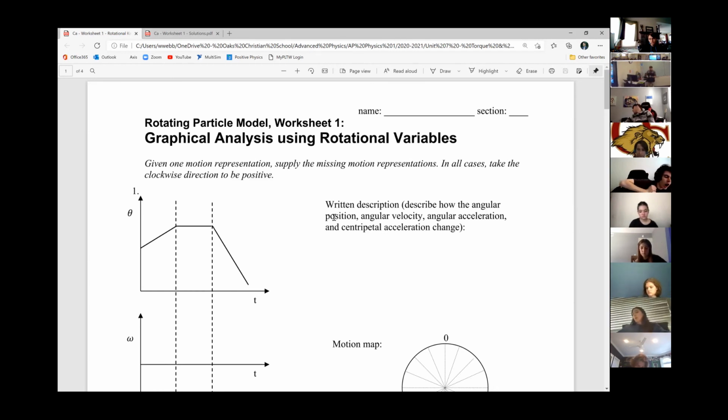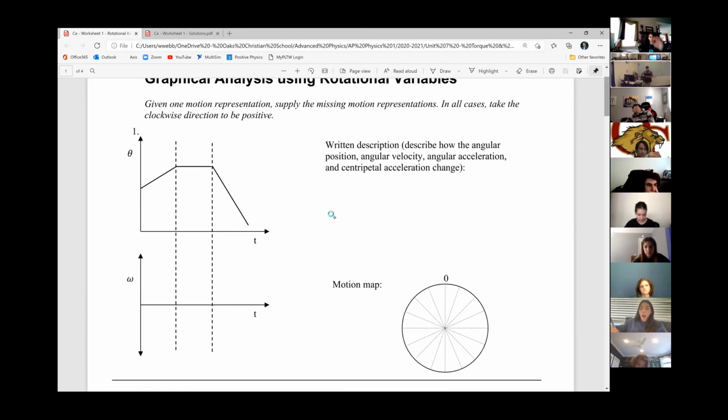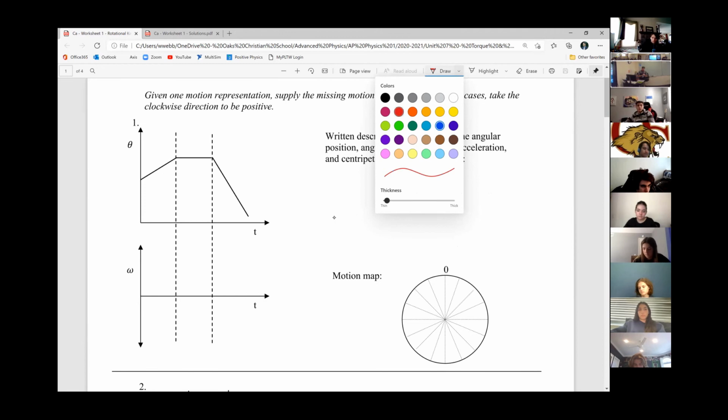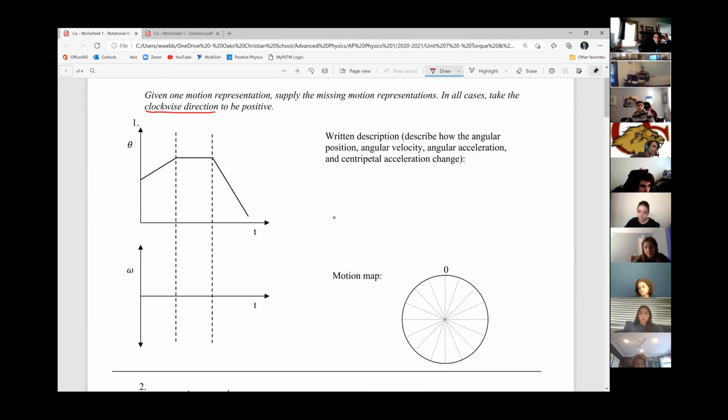So hopefully you all have found the worksheet. The directions here say, given one motion representation, supply the missing motion representations. In all cases, take the clockwise direction to be positive. So normally, in physics and in math, we consider the counterclockwise to be positive, but for this worksheet, they want you to do the other. I think mainly they're just wanting you to remember you can make it whatever direction you want. They don't want you to forget that fact. So they're kind of causing you to do the non-traditional.